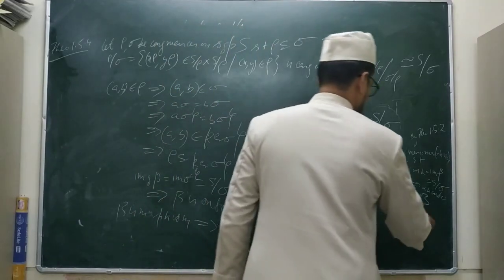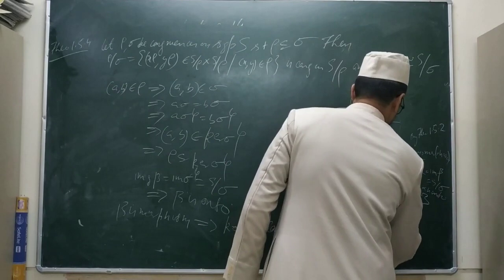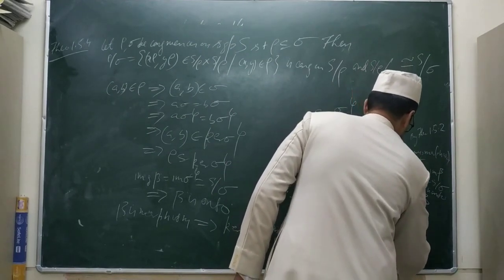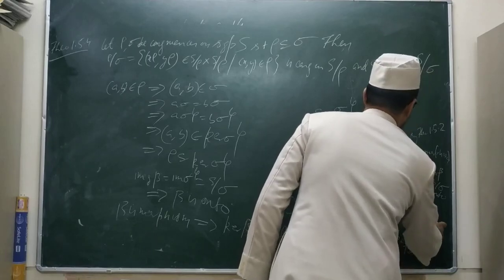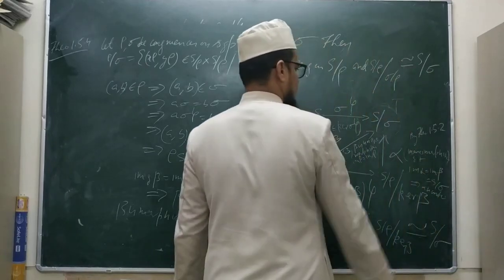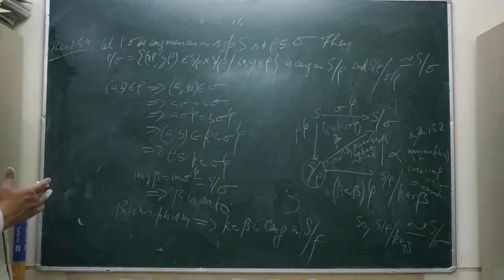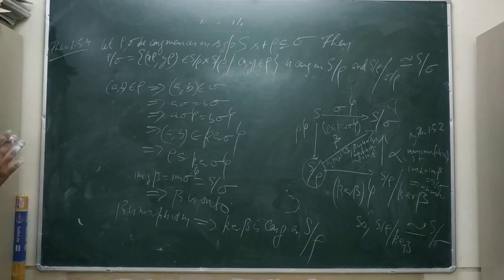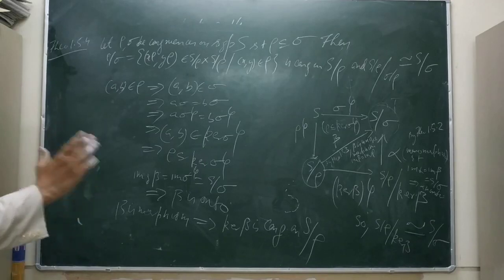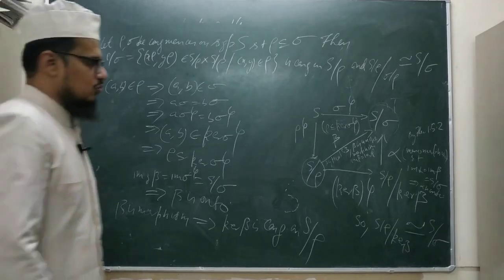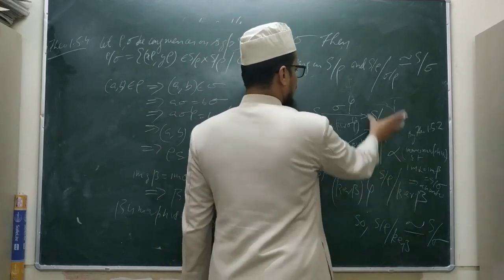It implies what? S by rho by kernel beta is isomorphic to S by sigma. This is by theorem 1.5.2. So we apply both theorems: first we apply theorem 1.5.3 and then we apply theorem 1.5.2. By applying these two theorems, we conclude that these two semigroups are isomorphic to each other.